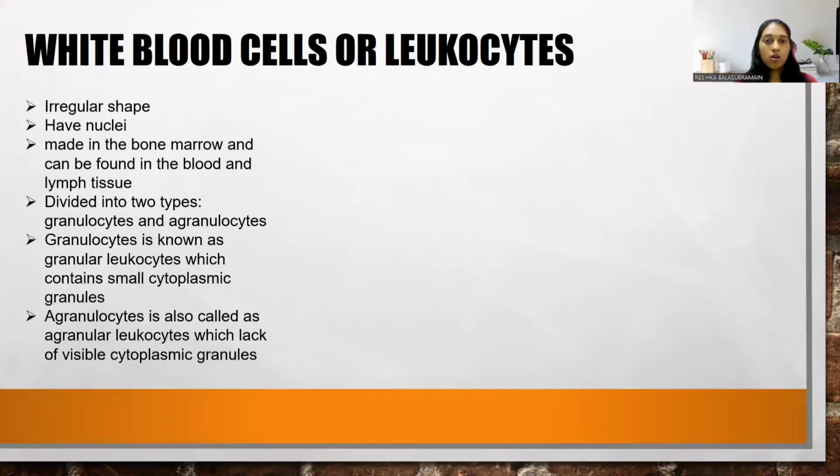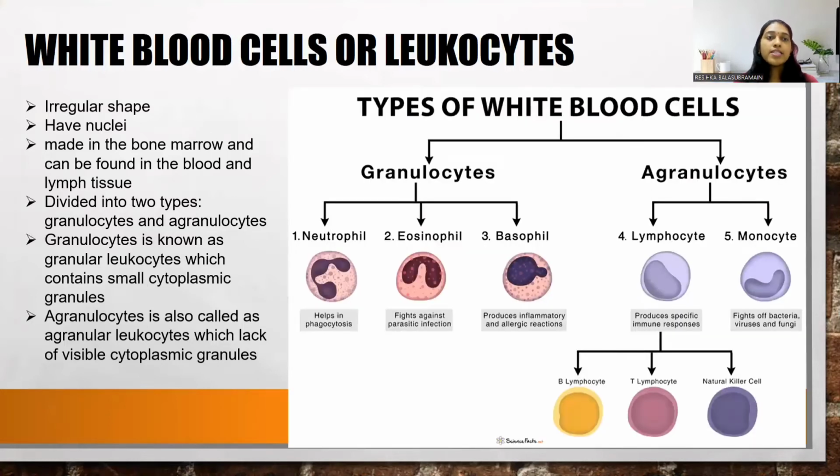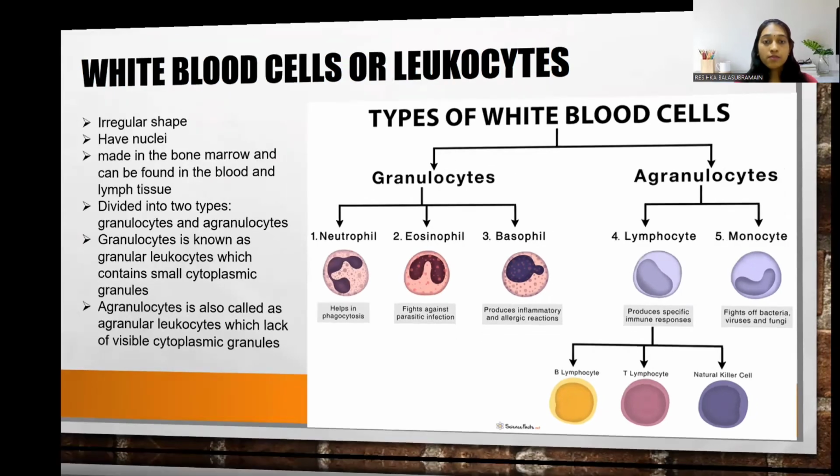Another component of blood is white blood cell, also known as leukocytes. Leukocytes have an irregular shape and have a nucleus. They are made in the bone marrow and can be found in the blood and lymph tissues. White blood cells are divided into 2 categories, which are granulocytes and agranulocytes. Granulocyte is known as granular leukocyte, which contains small cytoplasmic granules. Agranulocyte is also called agranular leukocyte, which lacks visible cytoplasmic granules.